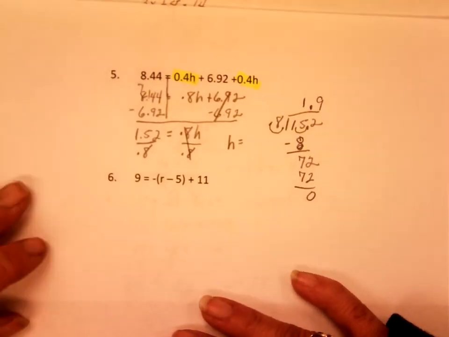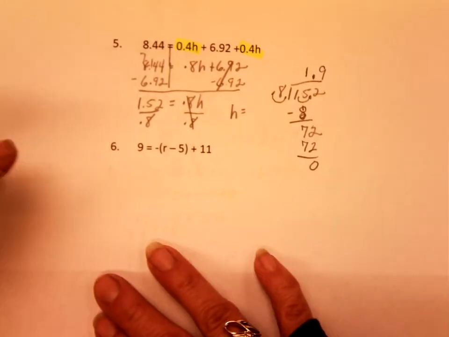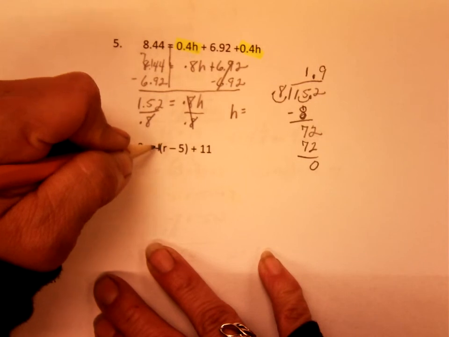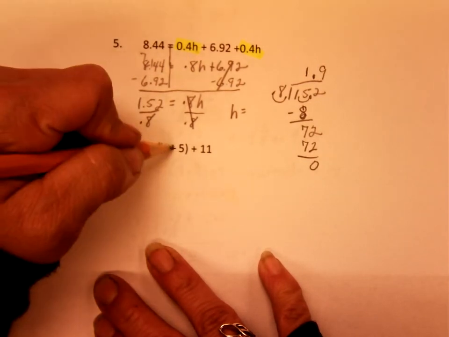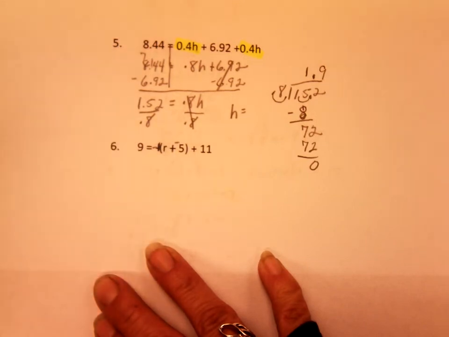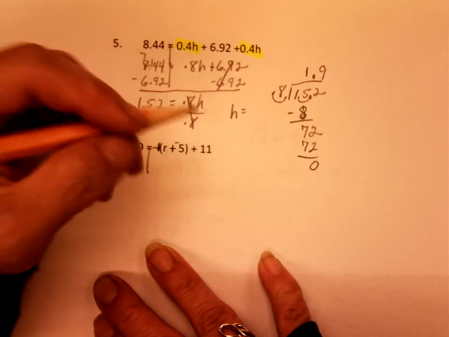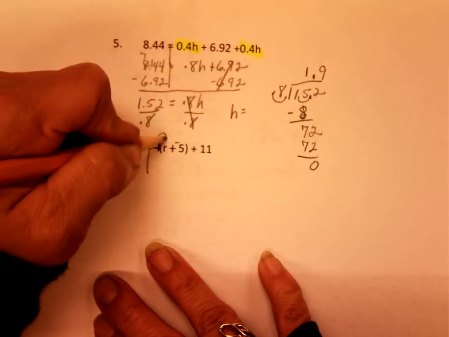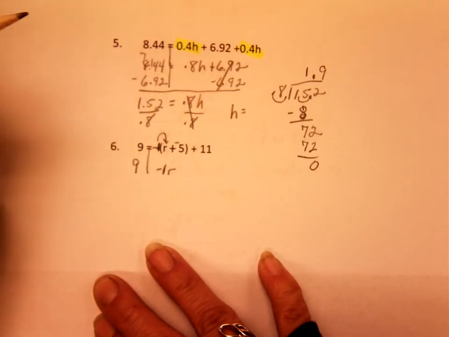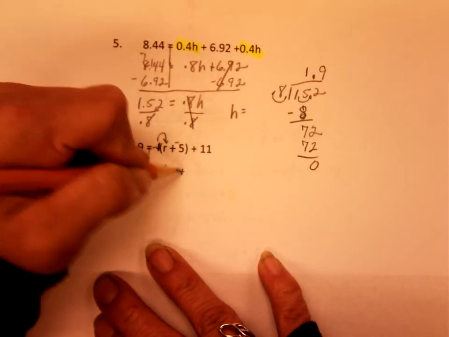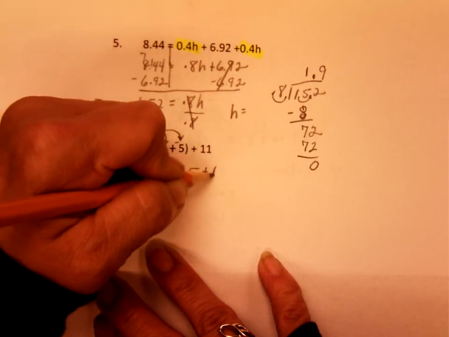Okay, number 6. Remember, there is an imaginary 1 right here. So it's really imaginary negative 1. Change your subtraction sign to addition and make this a negative 5. Now you can do your distributive property. You have your 9 on the left side. You're going to distribute negative 1 times r is negative 1r. And then plus negative 1 times 5 is negative 5, plus 11.